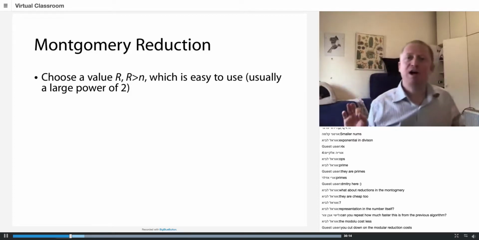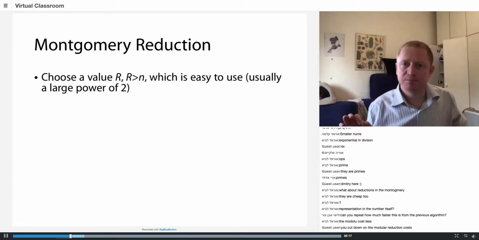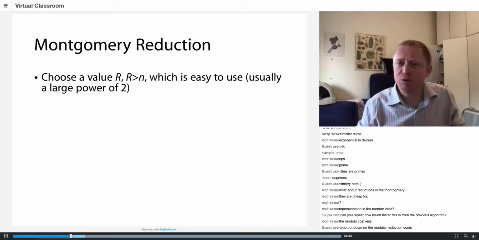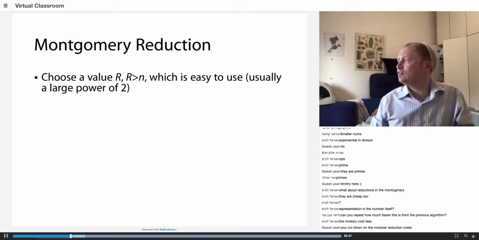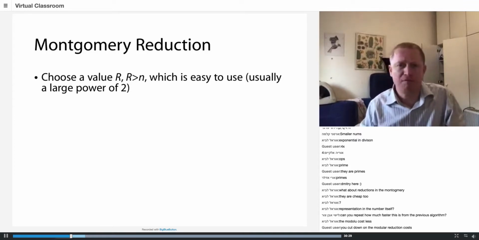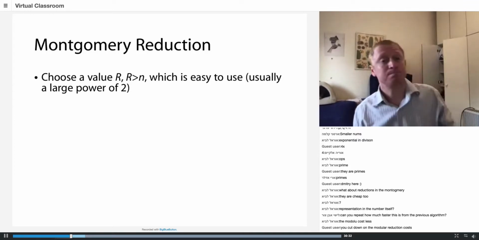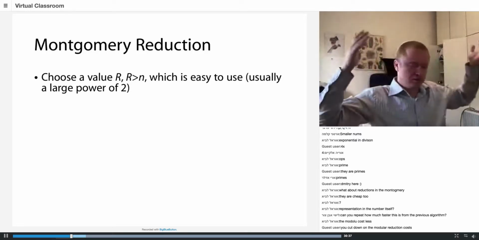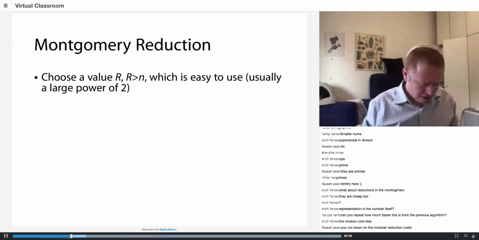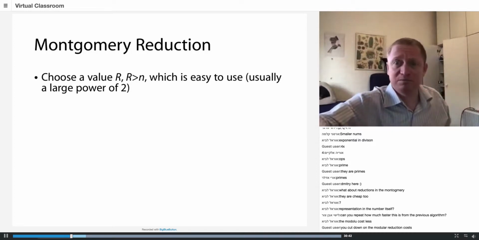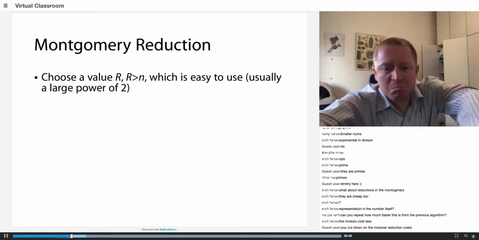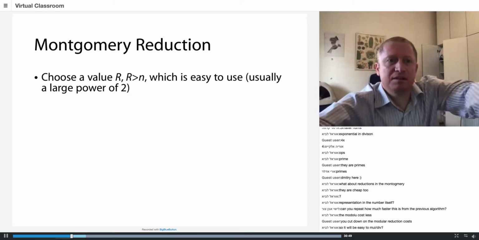Cool. Now I need to choose a value R, which is easy to use. This value has to be just a number which is larger than N, and it's easy to do math with. So everybody chooses a large power of 2. Well, what does a large power of 2 look like? Let's say the public modulus is the product of 2 prime numbers, 23 times 37. It's 851.